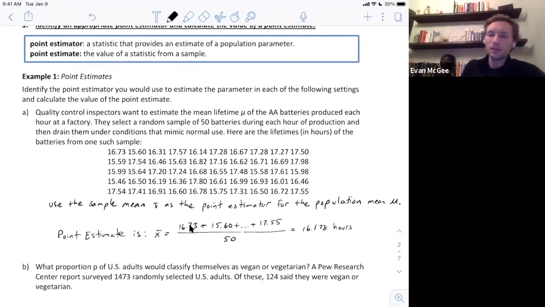You should know how to take the mean of a sample here. You can type these in list one and do one variable statistics, or if you want, you can add them all up and divide by 50. But this is just to remind you that the point estimate is the actual value, 16.178 hours. The estimator is x bar.